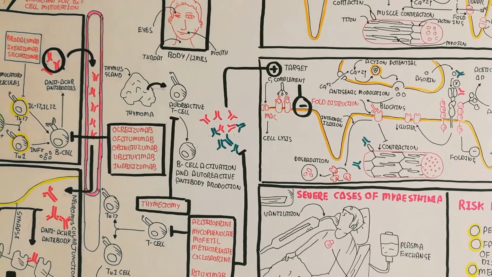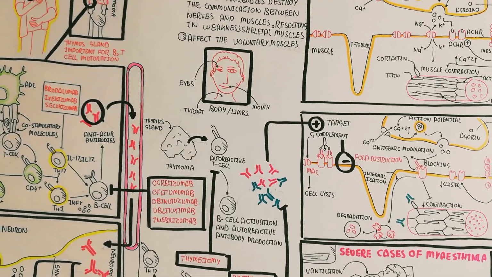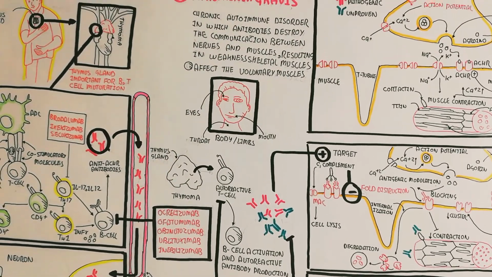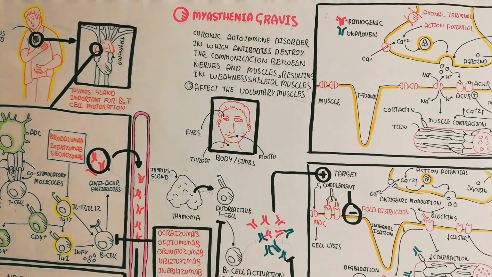So that was the myasthenia gravis disease, which is an autoimmune disorder due to autoimmune activation, the autoreactive T cell.